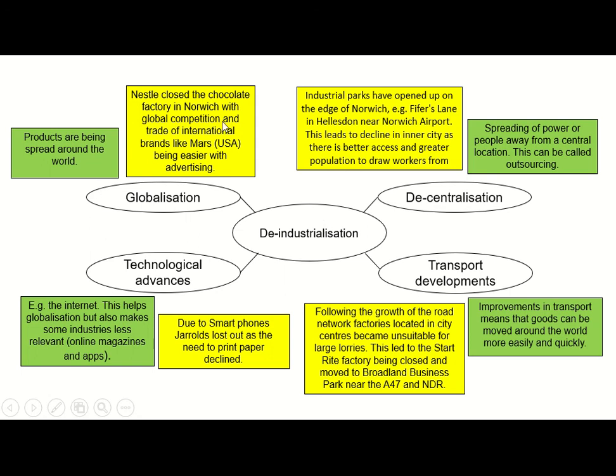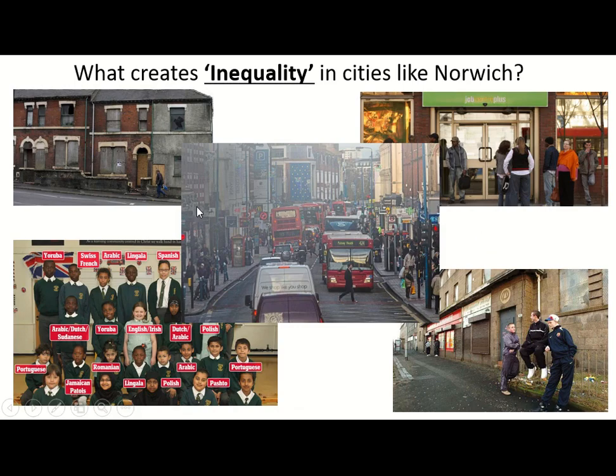The key thing is, though, all of these 4 factors result in de-industrialization. The removal or the closing of industry in Norwich, the change in the economic structure of Norwich, fewer jobs in manufacturing, basically, which means that Norwich has to adapt. So as a result of de-industrialization predominantly, that's one of the reasons that inequality exists in cities like Norwich, because it leads to a difference in economic structure.